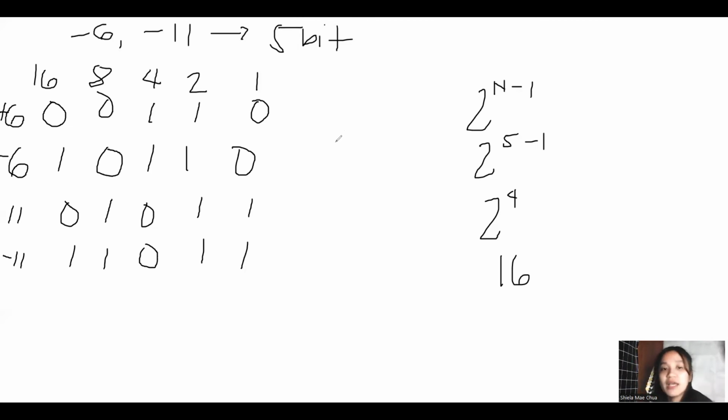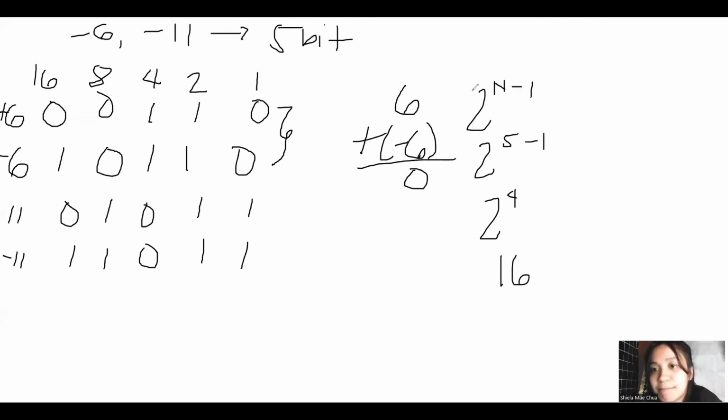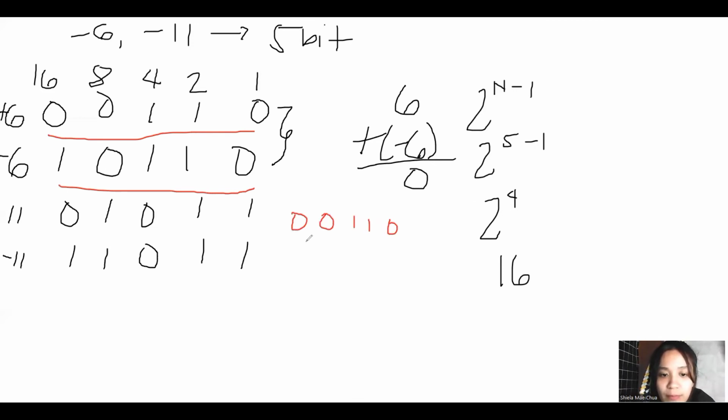Now, if we perform an operation here, then we know that positive 6 plus negative 6 should give us 0. But let's try adding these binary numbers to see if we get 0. So we have 0, 0, 1, 1, 0 plus 1, 0, 1, 1, 0. 0 plus 0 is 0. 1 plus 1 is 10. 1 plus 1 plus 1 is 11. And 1 plus 0 plus 0 is 1. And 0 plus 1 is 1.